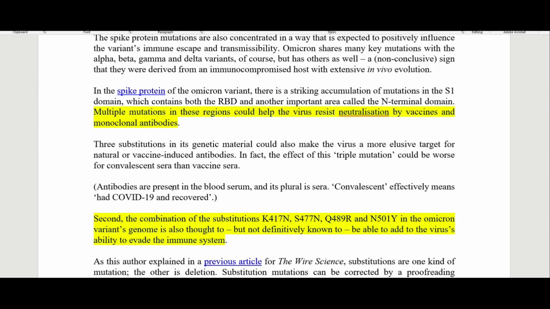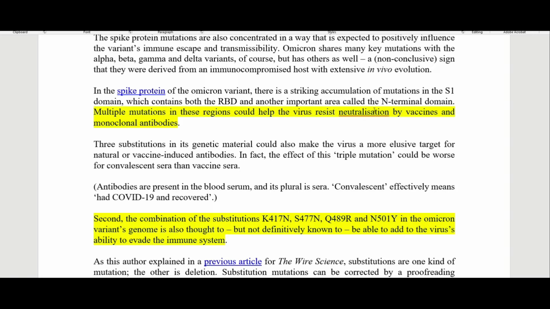All right, so we move down here. In the spike protein of the Omicron variant, there is a striking accumulation of mutations in the S1 domain, so in the RBD, the receptor binding domain. Multiple mutations in these regions could help the virus resist neutralization by vaccines and monoclonal antibodies. And what that's saying is that it could resist immune response.